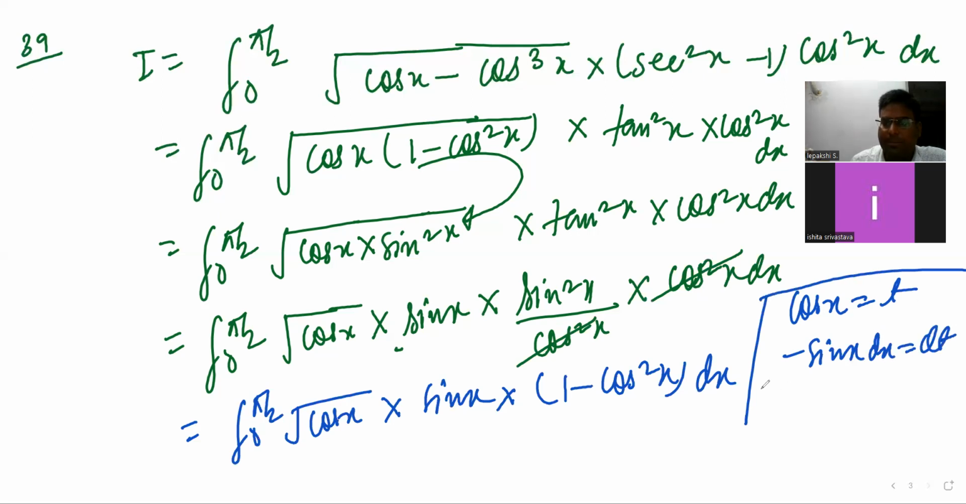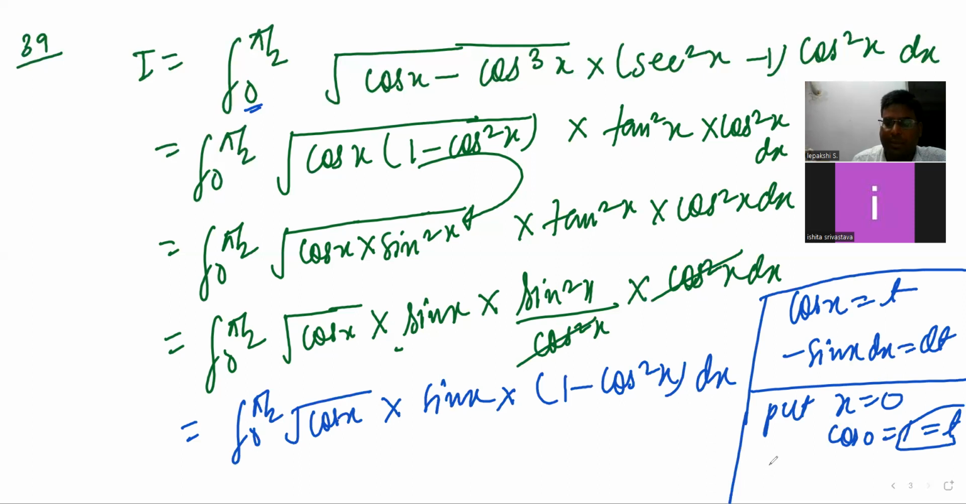When we are putting, we have to change the limit also. So put x equal to 0 because the lower limit is 0 here. So cos of 0 is nothing but 1, so the t value we have got is 1. When we put x equal to pi by 2, then it will become cos of pi by 2 equal to t. So cos pi by 2 is nothing but 0. So the limits are reduced from 1 to 0. Limits we have changed, right?